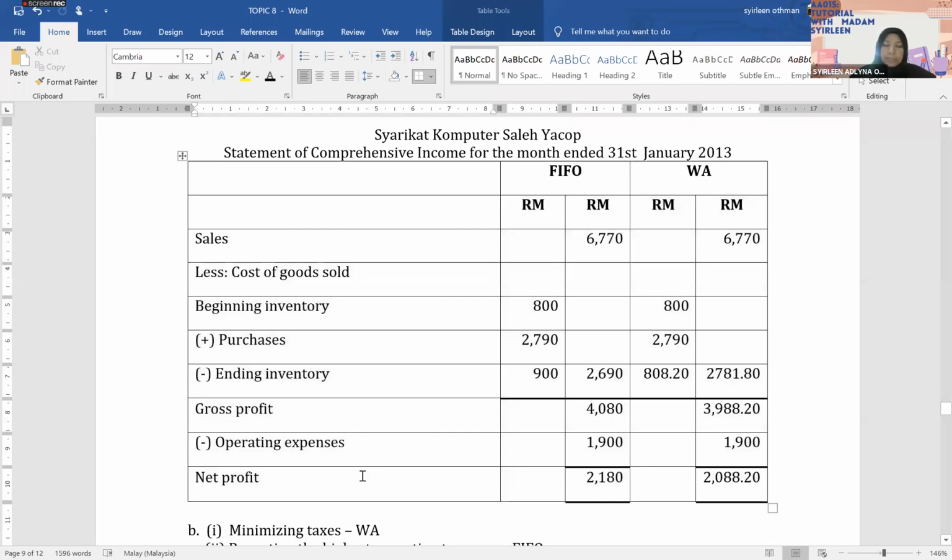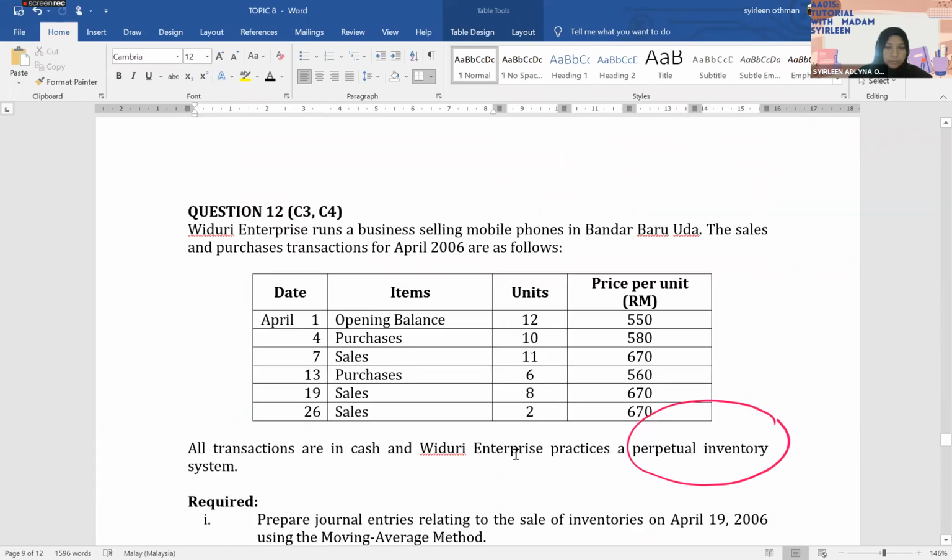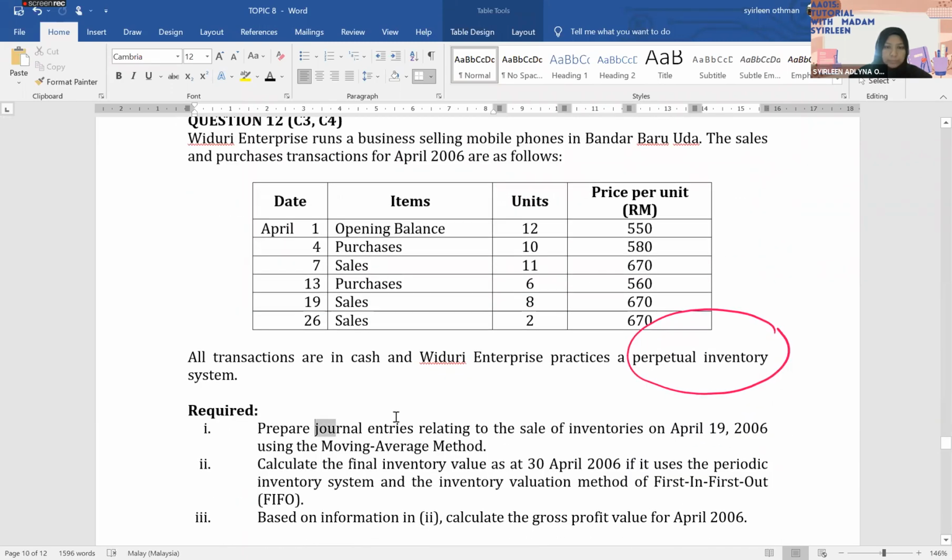Kalau soalan tak minta income statement, dia suruh kira gross saja. Yang itu I kira macam I buat dalam notes lah. Sebab saya tak diminta sediakan statement. So I can straight away calculate my gross profit from the data given. Okay, alright. So untuk soalan 12, dia minta kamu buat journal.